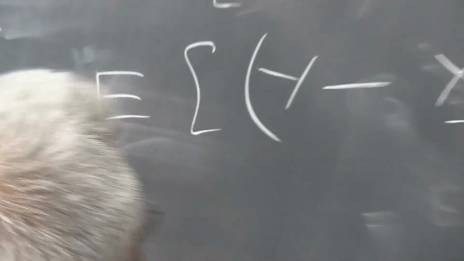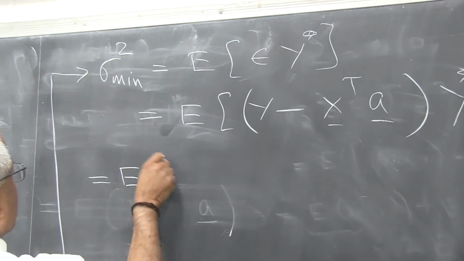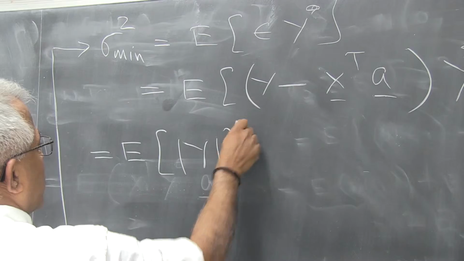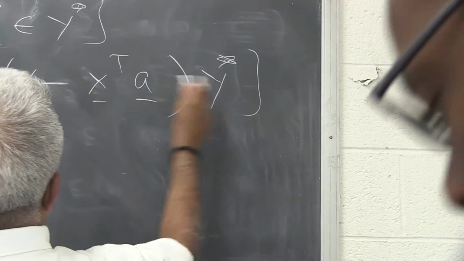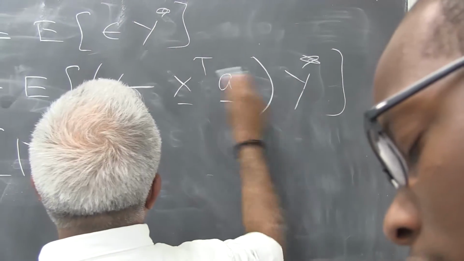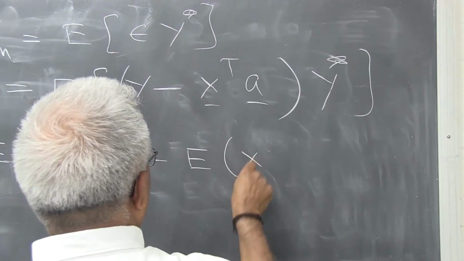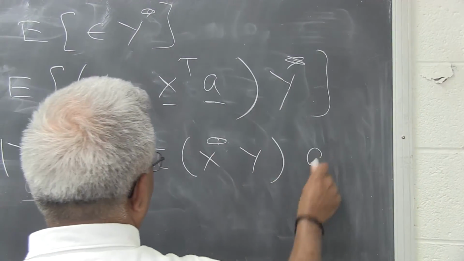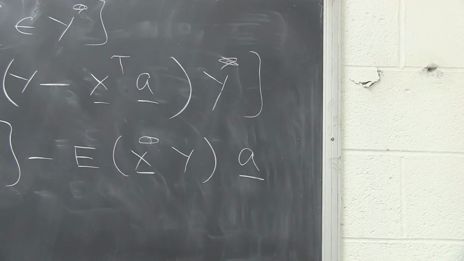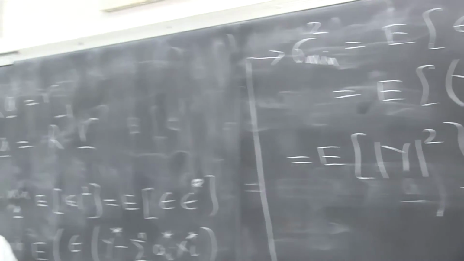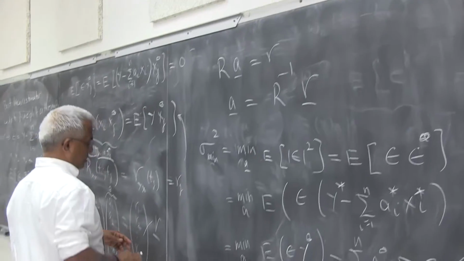Remember, y is a scalar. So this is expected value of y squared minus x star y a. I can bring this y here because this y is a scalar. So finally, x star y is here.